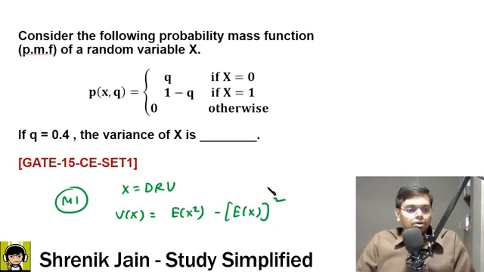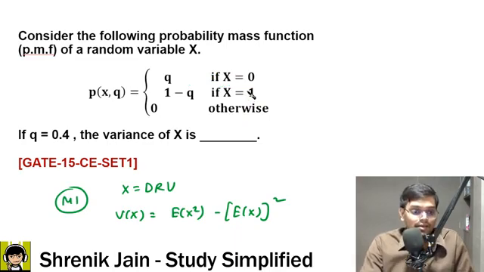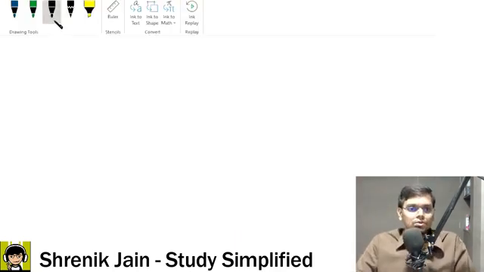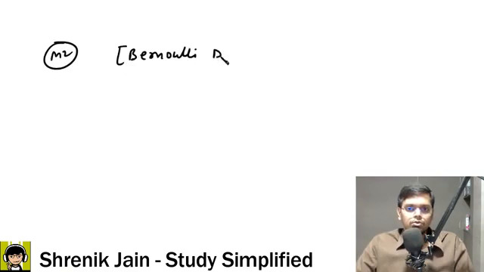And no, please do not go. Why, sir ji? Why? Because x is 0, function is like this. x is 1, function is like this. x is 0, 1. Only 2. Arey sir, this is the case of Bernoulli distribution. Yes, this is the case of Bernoulli distribution. So be smart and use method 2. Use the Bernoulli distribution concept.